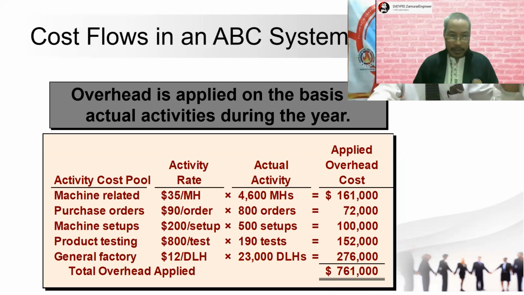The second column is the activity rate, which are the values we computed on the previous slide. So 35, 90, 200, 800, and 12. If you can recall, the highest is under product testing, $800 per test. So that is the activity rate for product testing. And the third column here is actual activity.